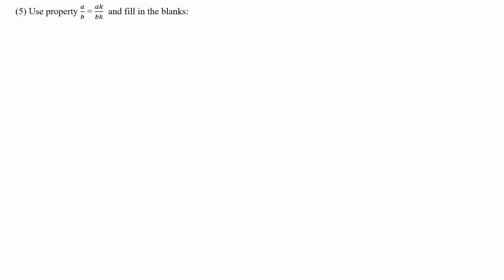Use the property A upon B equal to AK upon BK and fill in the blanks. So you have to use this property and solve the question. Now you have to fill in the blanks where the answers are not given. Now first, here you see 3 upon 7. Here 28 is given in the denominator. Numerator it is not given. In second, 27 on the numerator is given and denominator is not given. So we need to find out.